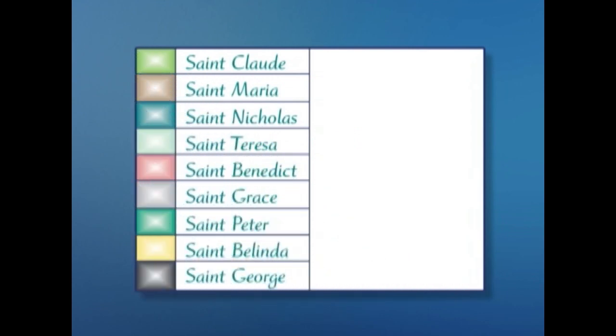Each country has a different colour. We have St. Claude, which is green, the first one. We have St. Maria, which is a sort of dirty brown colour. Then we have St. Nicholas, and so on. Let's look at the last column, St.